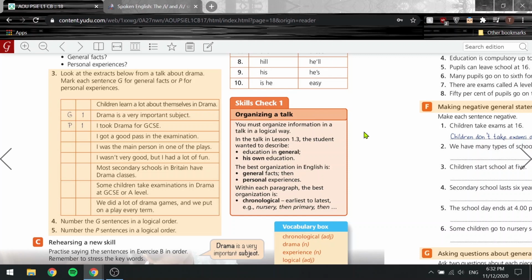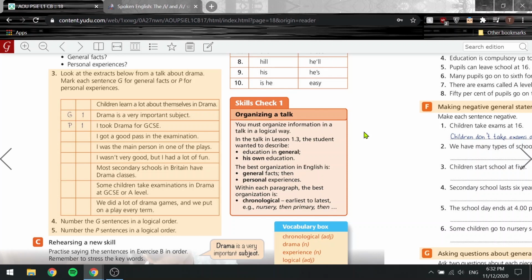So here we have organizing a talk. You must organize information in a talk in a logical way. So think about it this way. When you're talking, you can't be talking in a non-logical way. So if I'm talking about, let's say, my life story, for example, I'm not going to start from when I was a teenager or from when I was in college, right? I got to start from the very beginning.